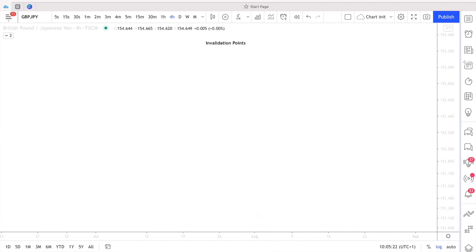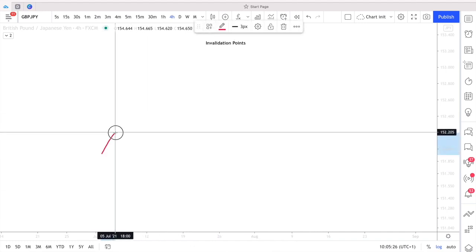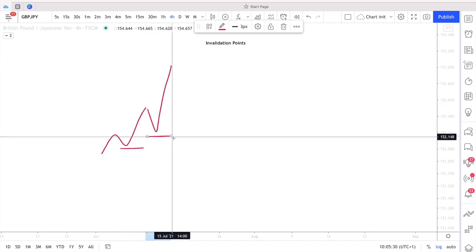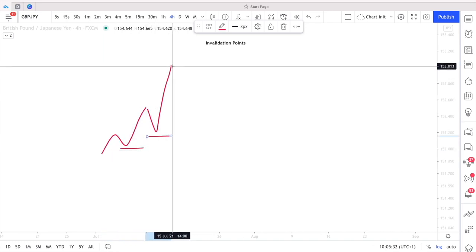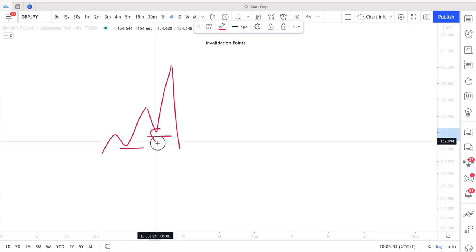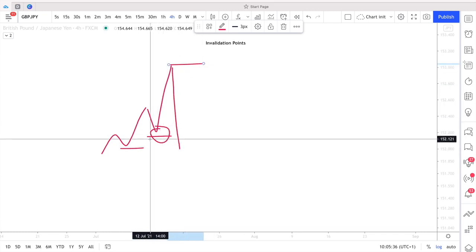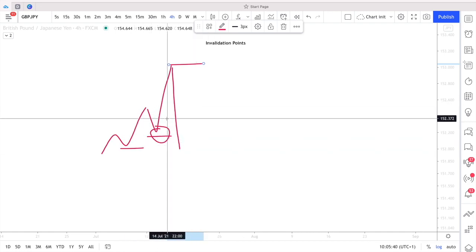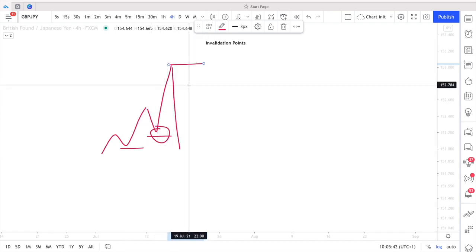Now, to start off with, the first invalidation point that you will probably be aware of is the fact that we have our structure points, right? Obviously, if price goes into break structure, it invalidates this range, okay? It invalidates our trading range, and therefore we stop looking to go long in this situation.